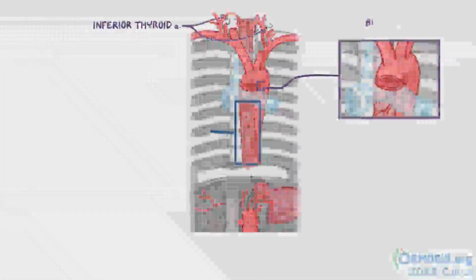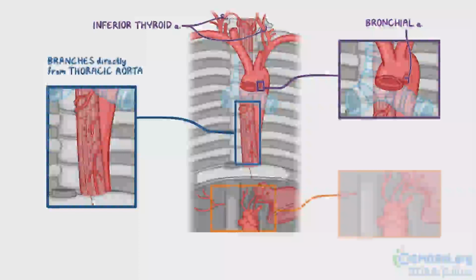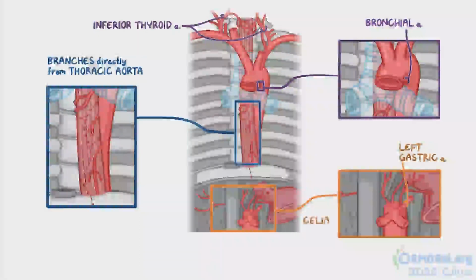Proximally, the esophagus is supplied by branches of the inferior thyroid arteries. As we move distally, branches of the bronchial arteries and branches coming directly from the thoracic aorta supply the thoracic esophagus. The arterial supply of the abdominal esophagus is provided by the left gastric artery, which is a branch of the celiac trunk, and the left inferior phrenic artery.